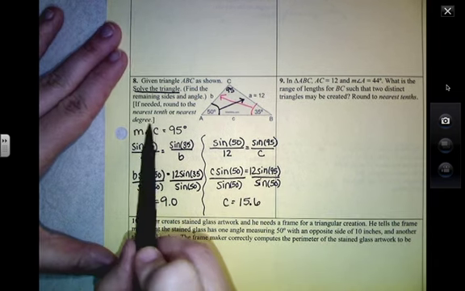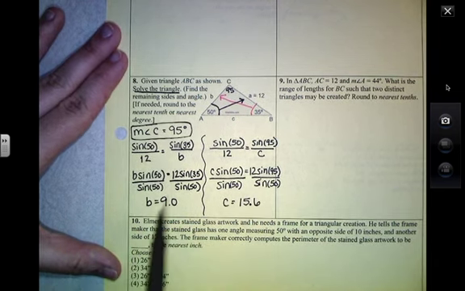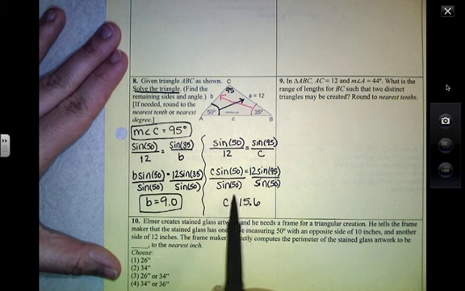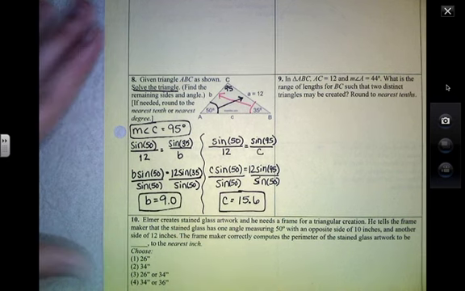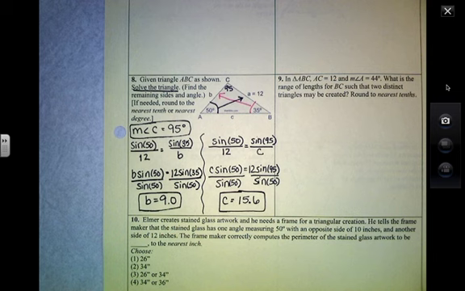Okay, so we were asked to solve the triangle, and since we were given 3 of the measures, we then found the other 3, and we have solved the triangle.